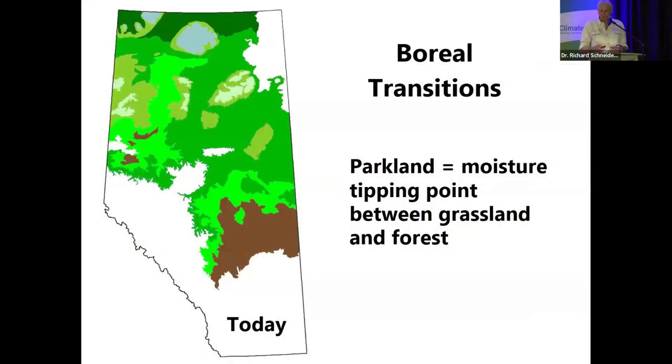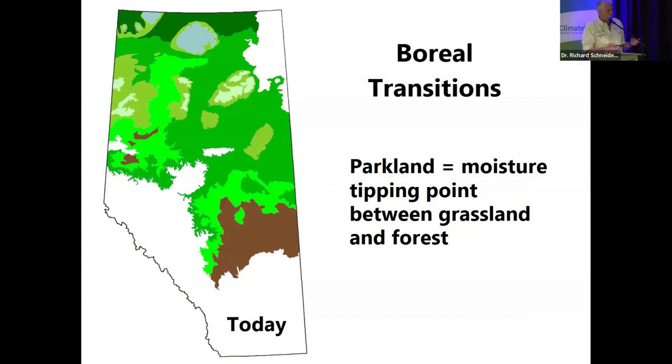What about the boreal forest? Well, I mentioned how the parkland, this color in brown here, is a transitional point. I call it sort of a tipping point. It's just about enough water to grow a forest, but not quite. And so today, well, here we are. Edmonton sits in the parkland region. I mean, a lot of it's going to be converted to farmland, of course, but this is where we are.